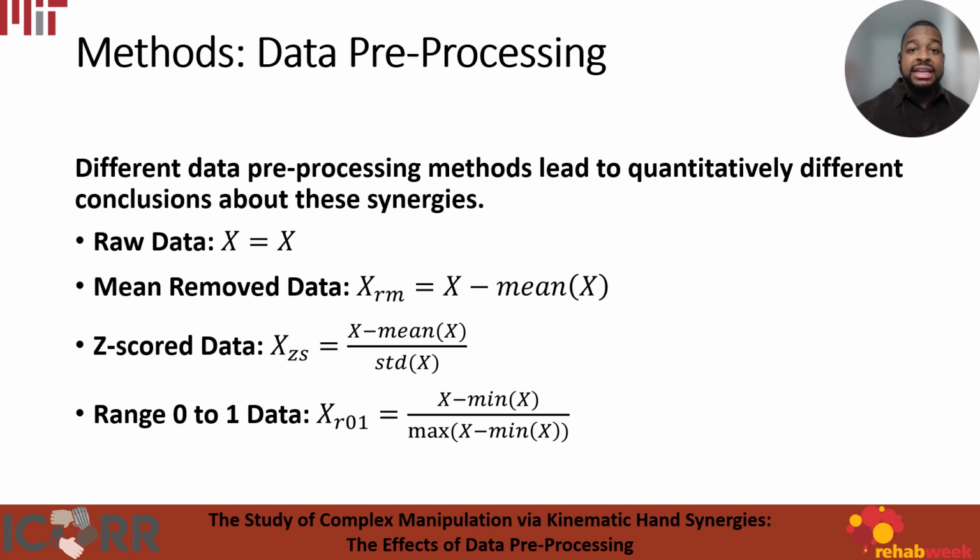So now that we have an understanding of our singular value decomposition, you can imagine that different data preprocessing methods may lead to quantitatively different conclusions about these synergies. Here, we tested four. Raw data, where there is no preprocessing; mean removed, where the data is centered such that the average of each joint is 0; z-scored, where in addition to removing the mean, we effectively squeeze the data such that it has unit variance; and range 0 to 1 data, where each joint's recorded motion is normalized such that the minimum value is 0 and the maximum value is 1.